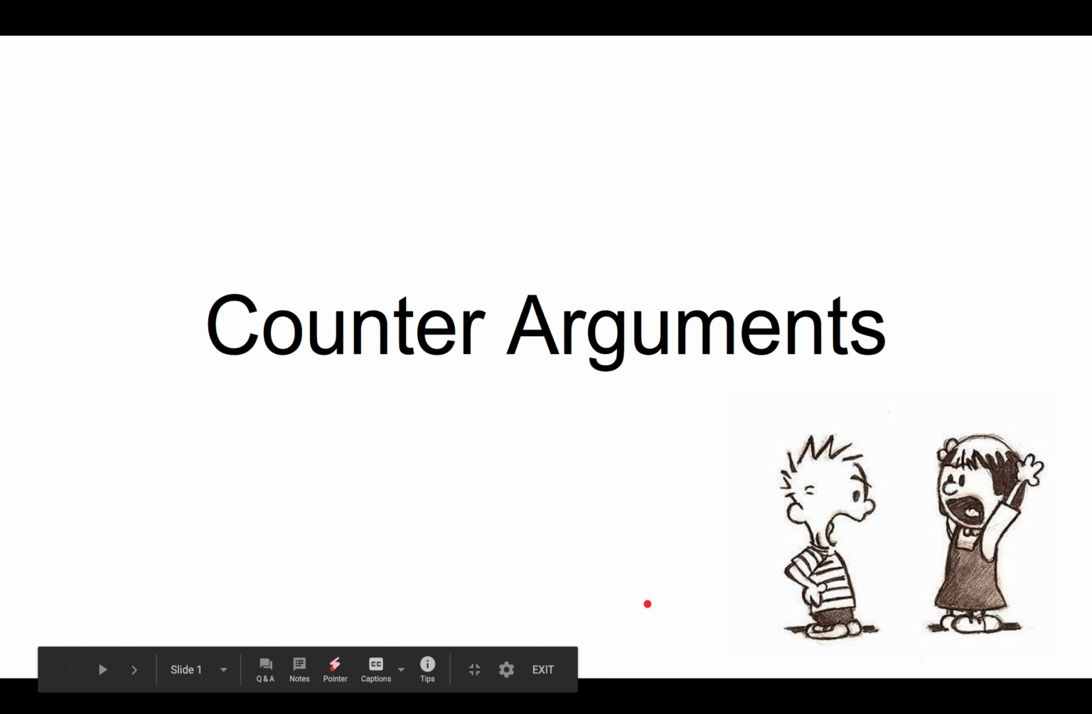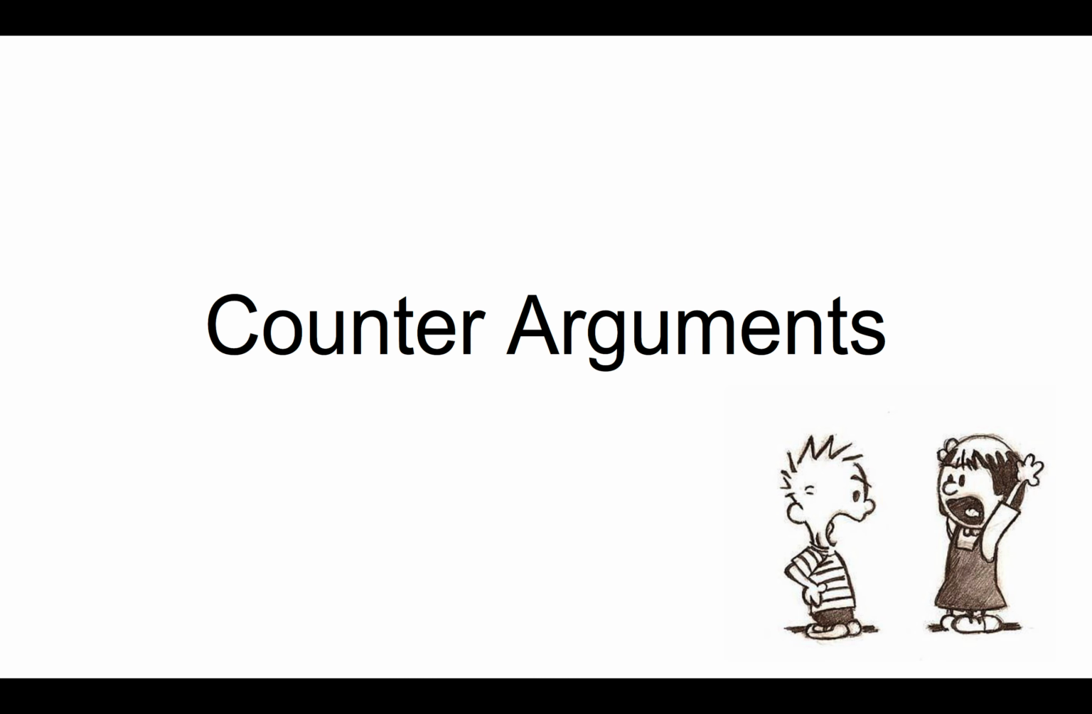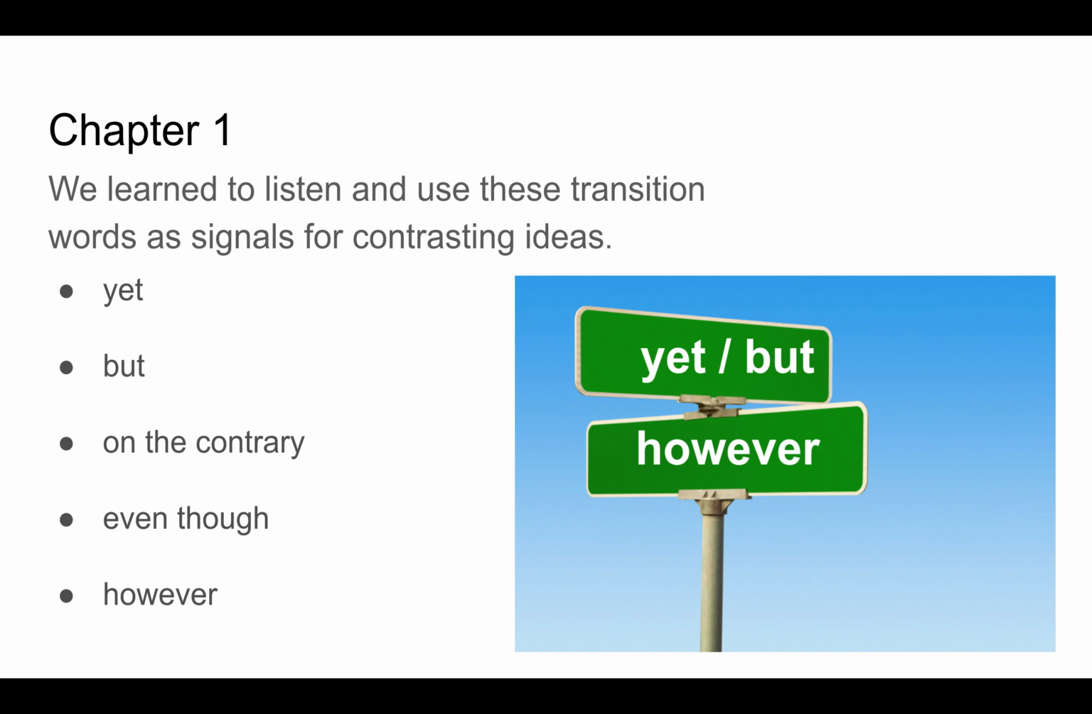Present on counter arguments and how to make a counter argument. In chapter one, we learned to listen and use these transition words as signals for contrasting ideas. That is, we signal that we are going to compare two ideas using yet, but, on the contrary, even though, and however. And this is important for when we are making counter arguments because it follows the same pattern.